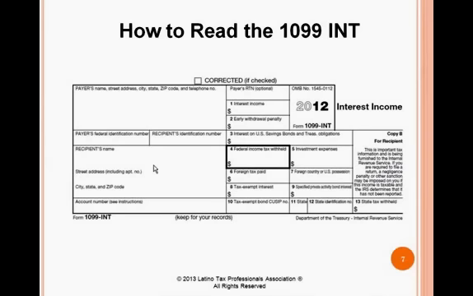Normally we get these from Bank of America, Chase, Wells Fargo, and they show nominal amounts. I have $45 earned interest income received from my savings accounts or mutual fund accounts at Chase or Wells Fargo or wherever. So that's what you focus on: box 1.